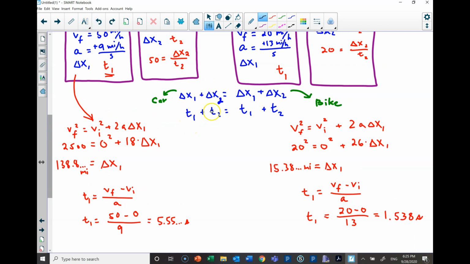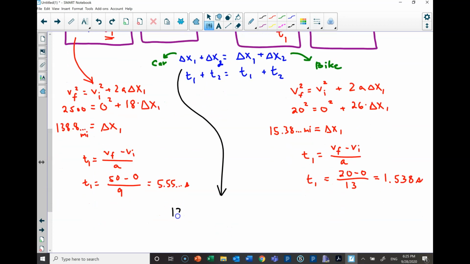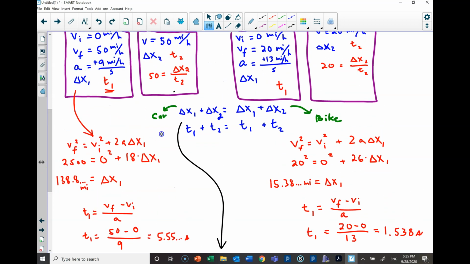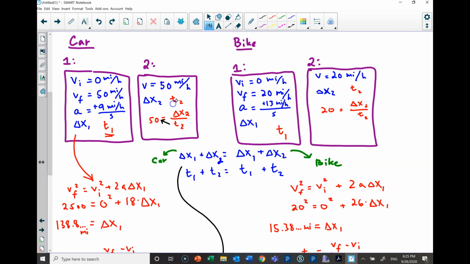Okay, delta x1, that's going to be what we calculated before. Let me move this down. Delta x1 is 138.8 miles. Delta x2, we cross-multiplied up above. And what did we get? 50 times t2.